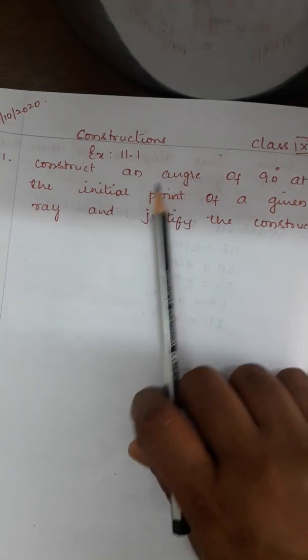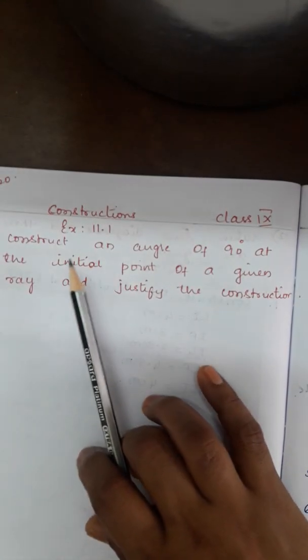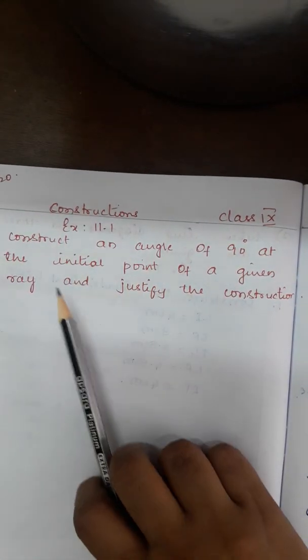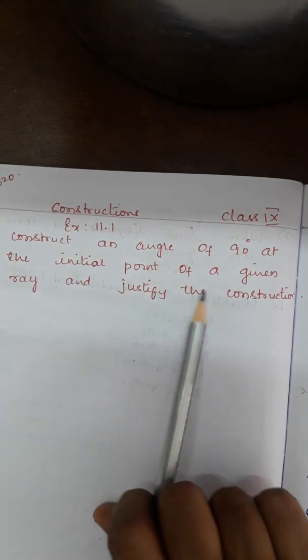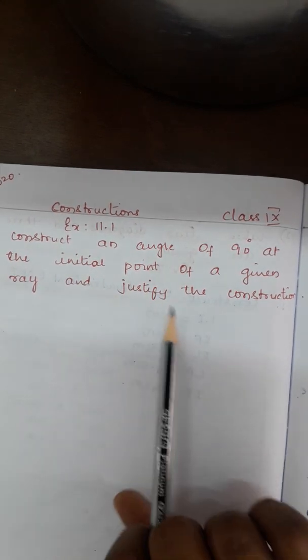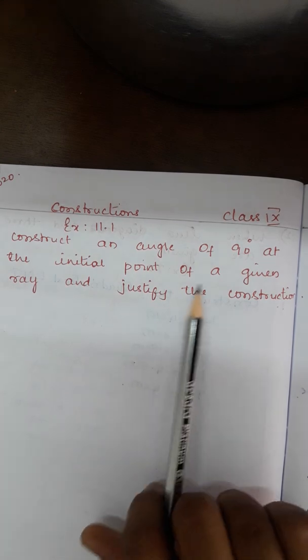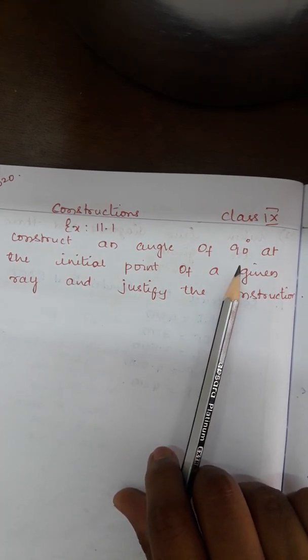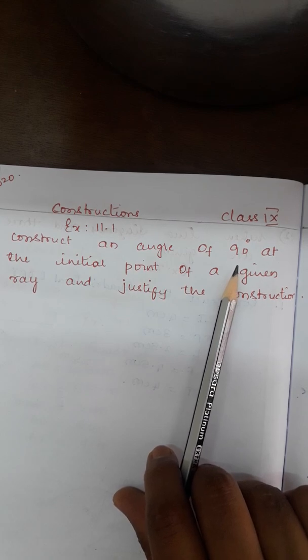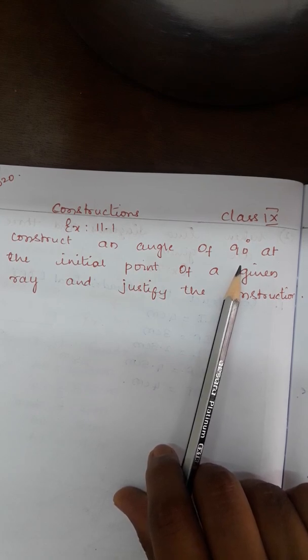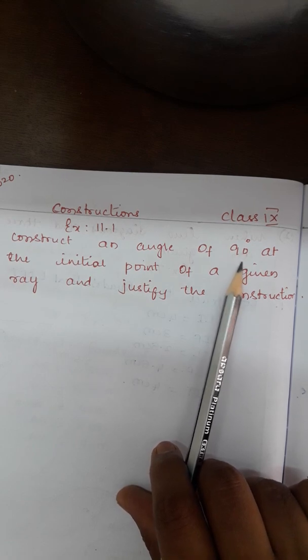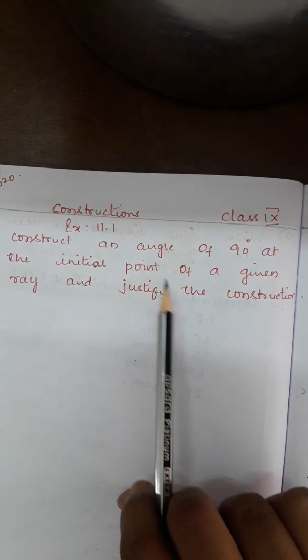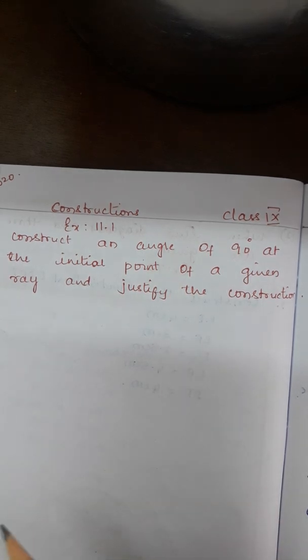So, today in this class, we shall deal with constructions. That is, the question is: construct an angle of 90 degrees at the initial point of a given ray and justify the construction. So, we have to construct a 90 degree angle with the help of compass and scale, without using a protractor, at the initial point of a given ray, and justify the construction.